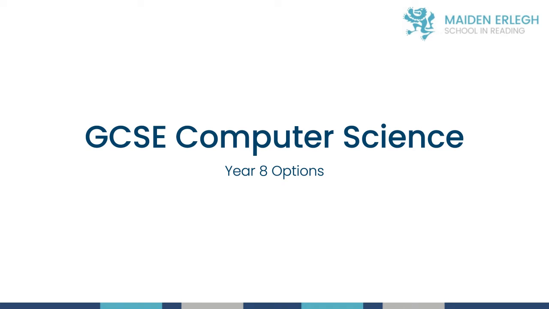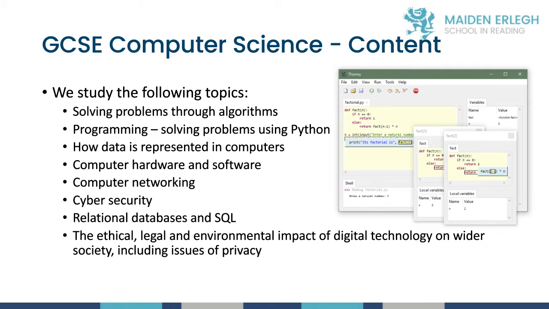GCSE Computer Science is an excellent choice for anyone who would like to learn more about how computers work. We study the following topics as part of this qualification. We look at how we can solve problems through algorithms. We learn what an algorithm is. We learn how to evaluate and compare existing algorithms to solve known problems and to develop our own algorithms.